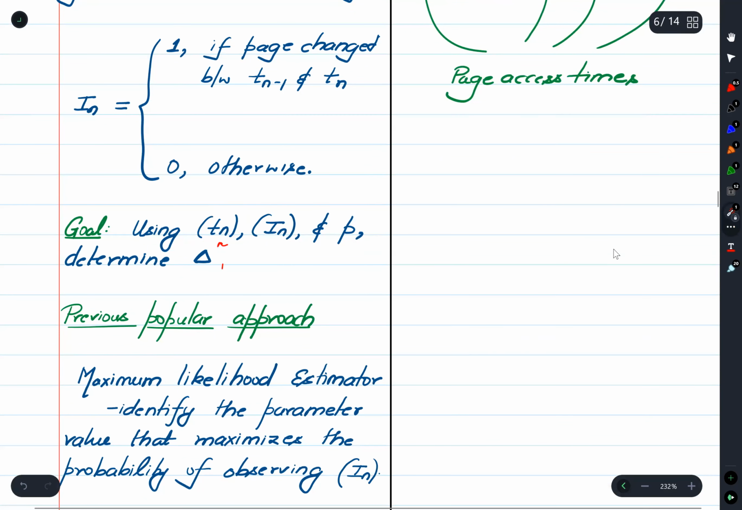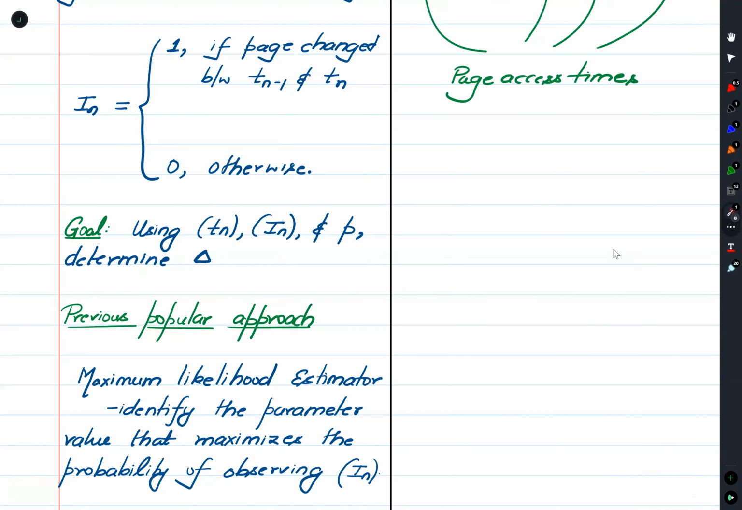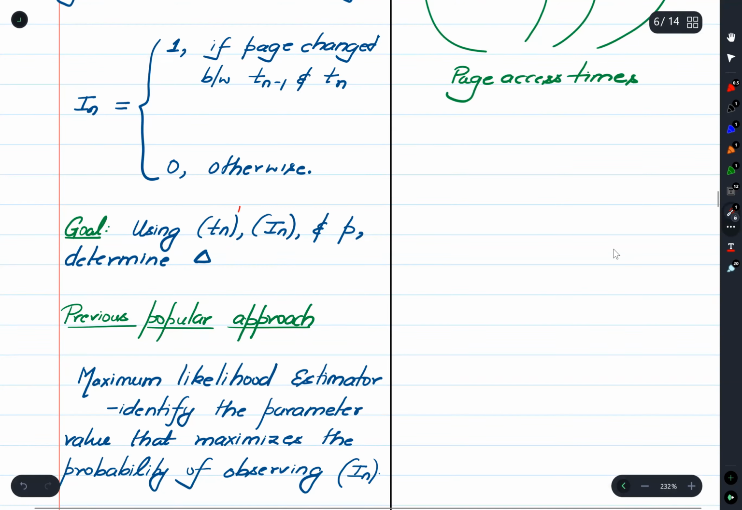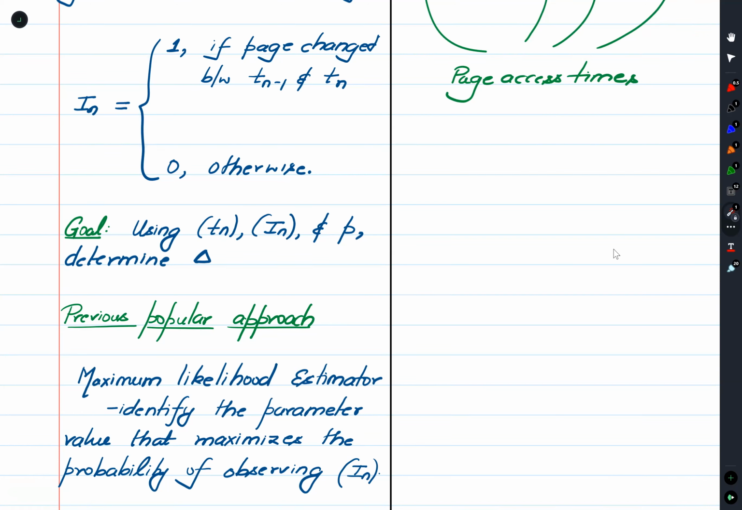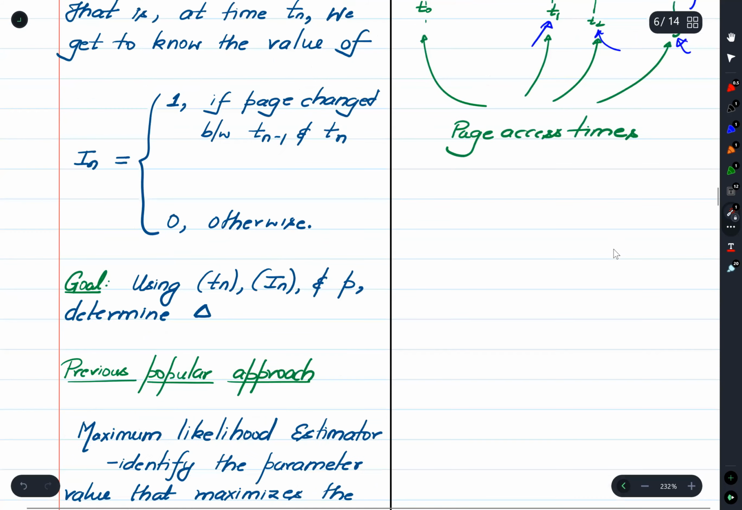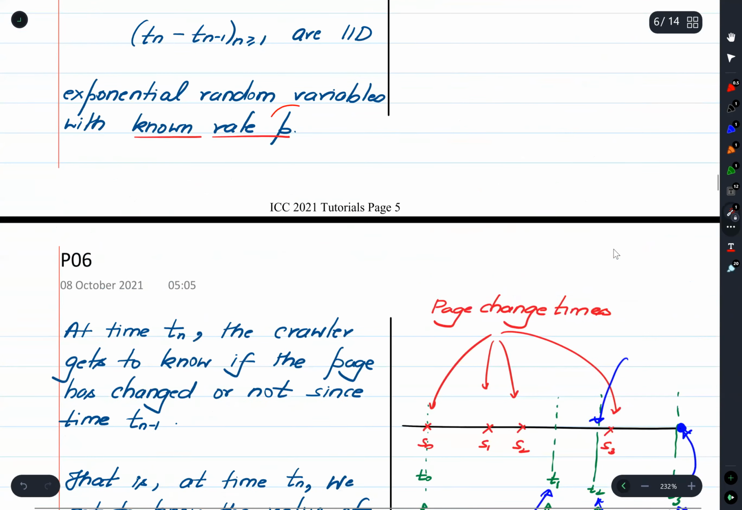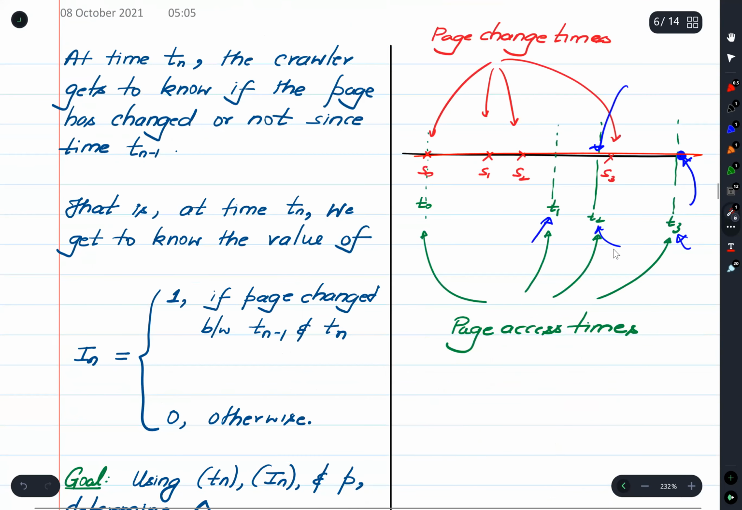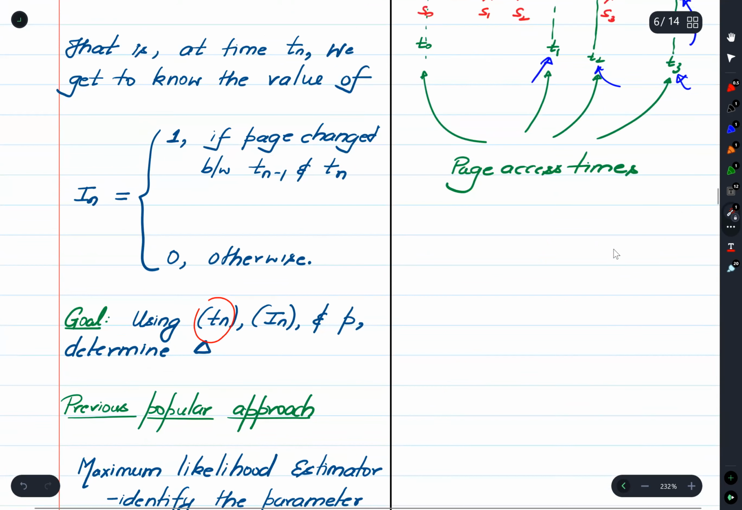So recall that these time instances Tn correspond to the times at which the crawler visits the web page. Since we are designing the crawler, we would know the different times at which the crawler visits the page. So using access to this information, using access to these indicator variables, and also using the knowledge of p. So recall p is the rate at which we access this page, right? So using the values of Tn, In, and p, the goal is to determine delta.